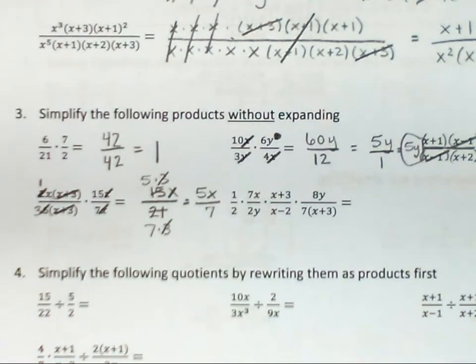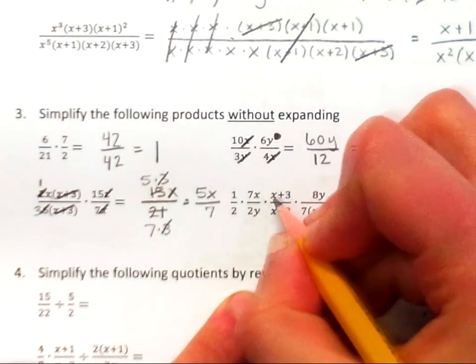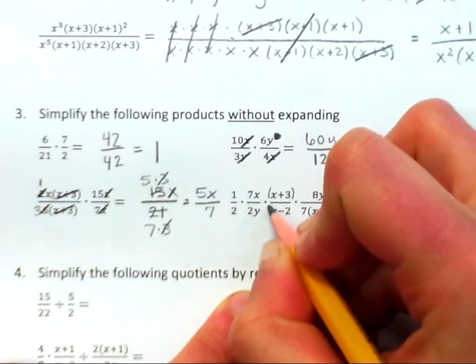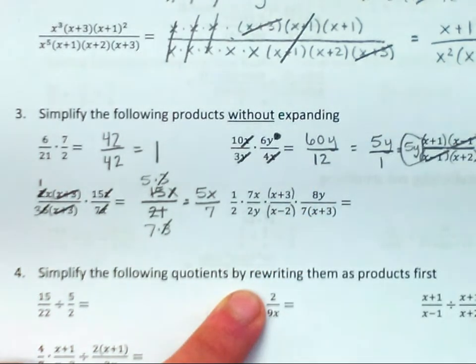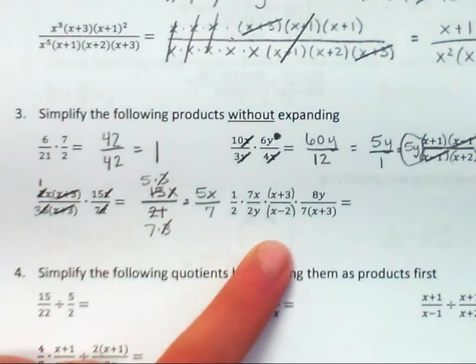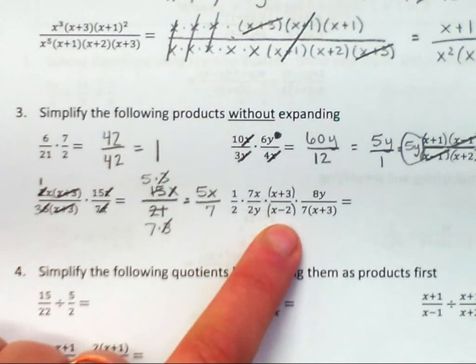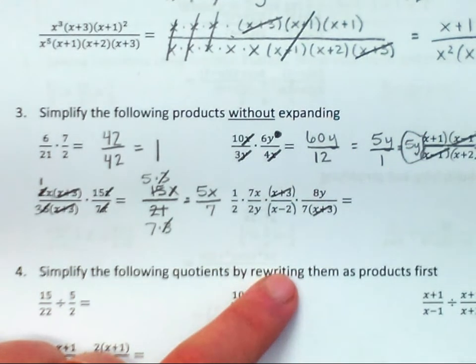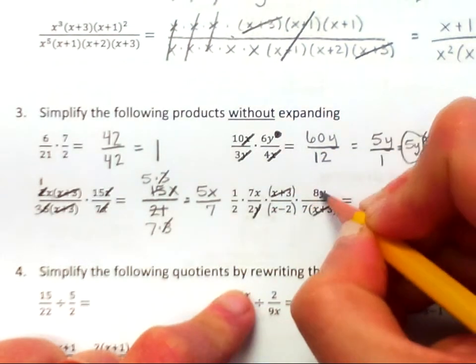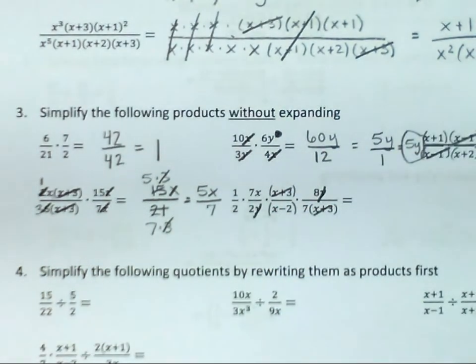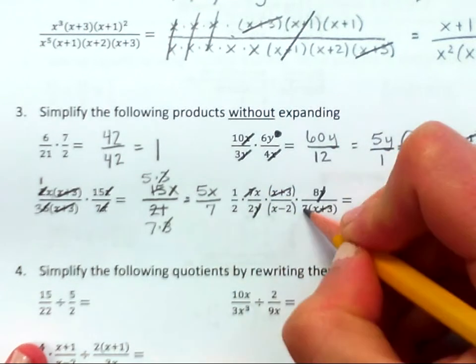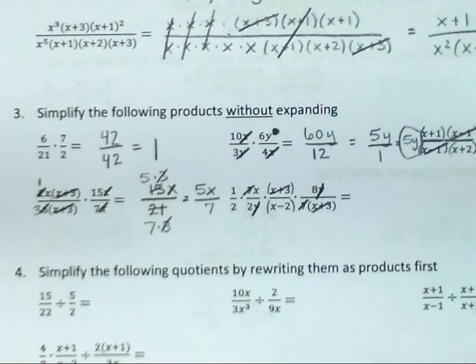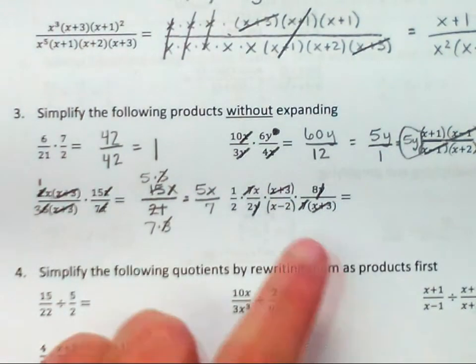Okay, one more. Remember the implied parentheses around these. They're not going to be seen there, but you need to treat them as if they are there. So that means this x plus 3 can cross out. This y can cross out this y. This 7 can cross out this 7. And at this point I want to take stock and rewrite it.